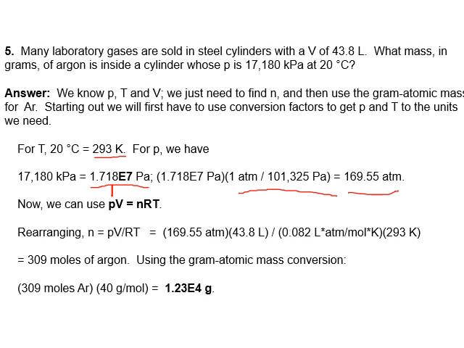And then the volume was given. N is what we're trying to find out. R is 0.082 and T is 293. So just solve for N, and then don't stop there. So here's what you get when you do that. But don't stop here, because we were not asked for the number of moles. We were asked for grams. The atomic mass for argon is 40, so just multiply by 40, and here is your answer.